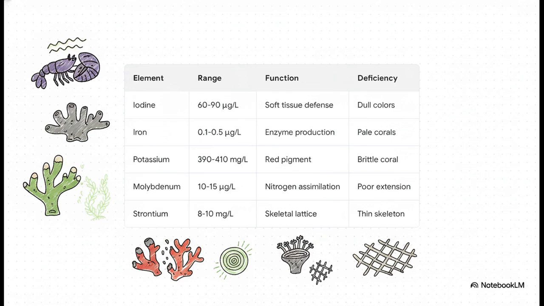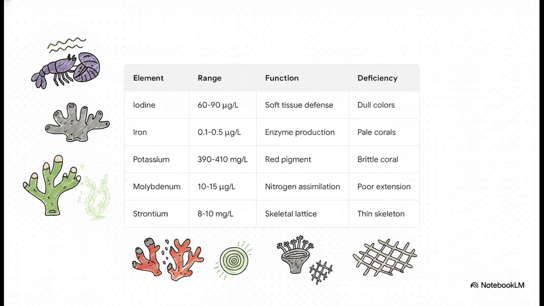Without them, the biological engine of your reef just stalls out. First up, iodine. You're targeting around 60 to 90 micrograms per liter, and it supports soft tissue defense and UV protection. So if you're seeing dull purple or blue tones, or you notice crustaceans struggling to molt, iodine might be missing. Next is iron, which is crucial for photosynthetic enzyme production.